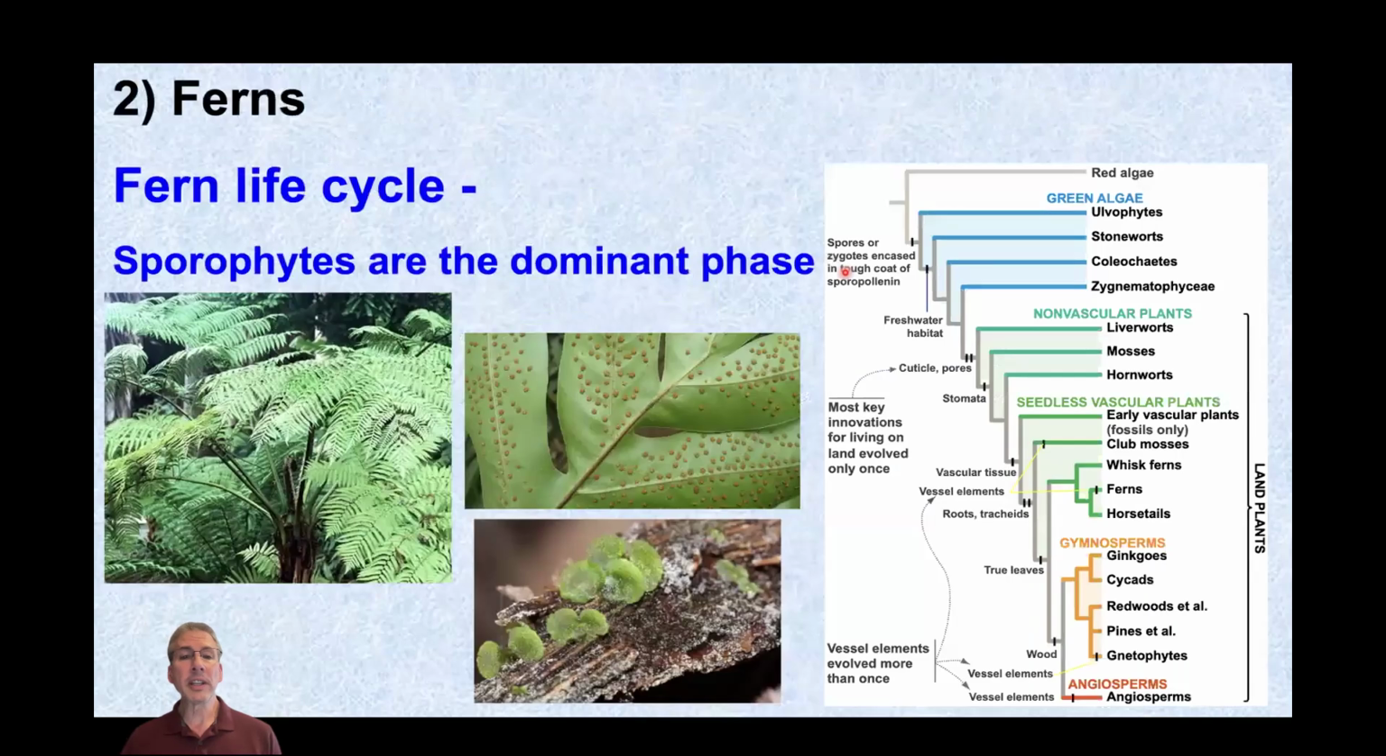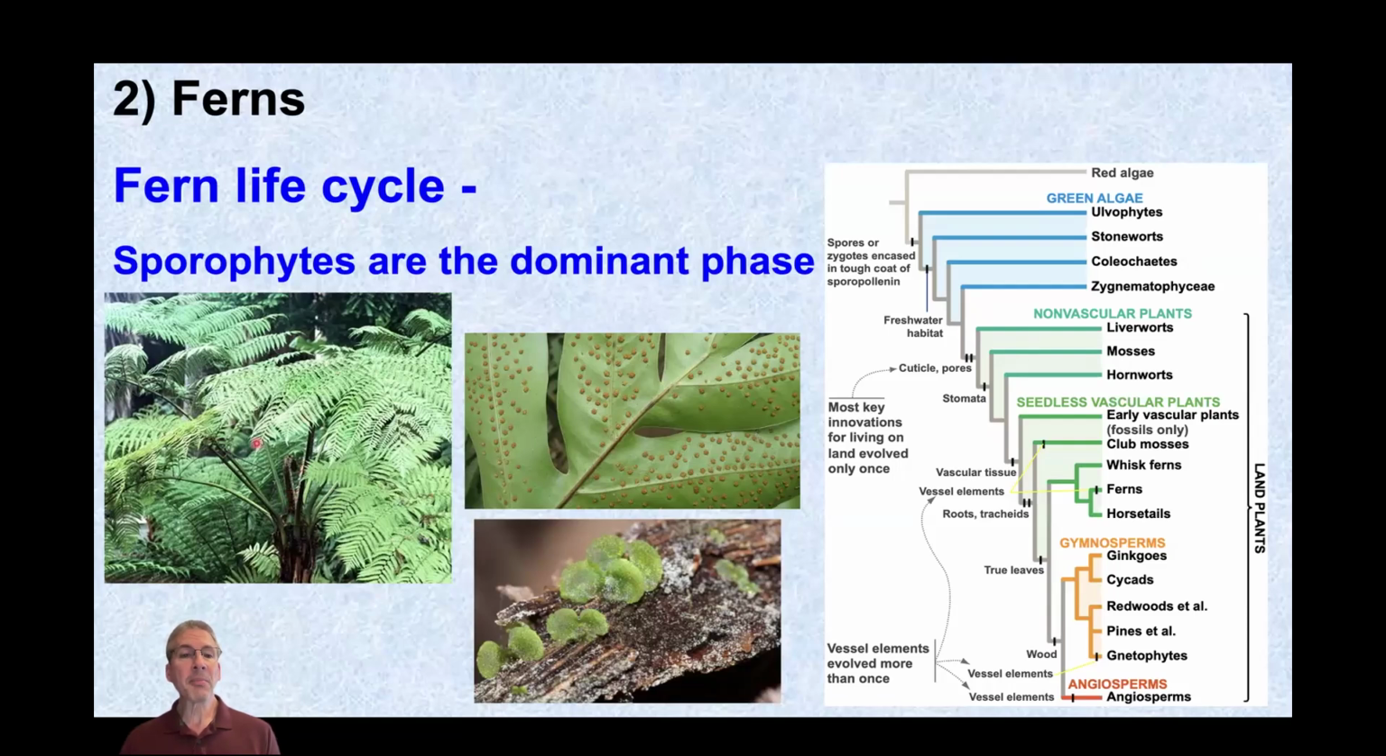As an example of an early vascular plant, let's take a look at ferns. So just for context, here's our phylogenetic tree. Here are ferns. So these are seedless vascular plants. They don't produce flowers, they don't produce seeds, but again, they do produce vascular tissue. When you think of a fern, that's actually all sporophyte.